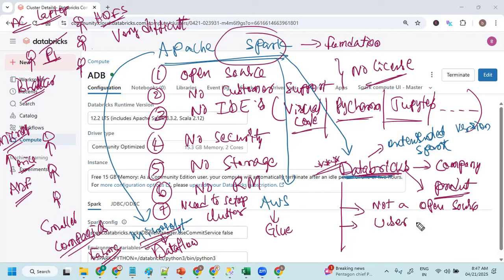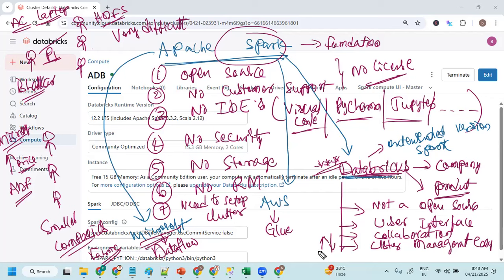Here, a user interface is there, and collaboration is there. Collaboration can be done here, and it can also be done here, but you have to use other tools. With Apache Spark it is not going to be possible because they don't have any collaboration. And cluster management is easy. That means if I want to increase the cluster size, I can increase it whenever I want, and if I want to decrease it, I can decrease it.